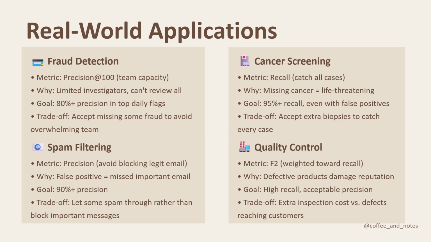In the case of quality control in manufacturing, the metric to be used is F2, where beta is equal to 2. We are weighing toward recall. Why? Because defective products reaching customers damage your reputation and can be dangerous. What is the goal? High recall, acceptable precision. What is the trade-off? You accept extra inspection costs and occasionally scrapping good products to ensure defects don't reach customers. Now, can you see the pattern? The metric choices reflect what is expensive in that domain.